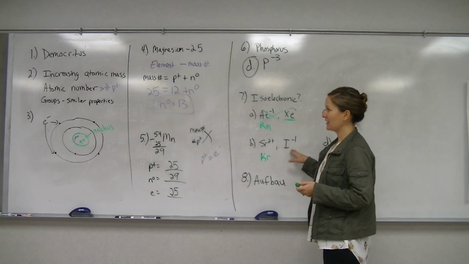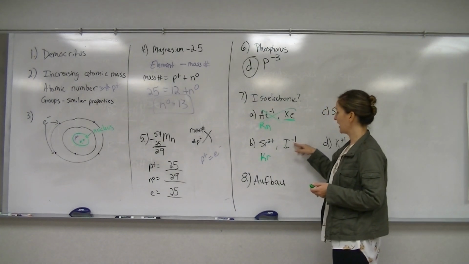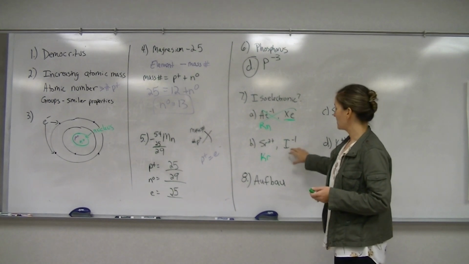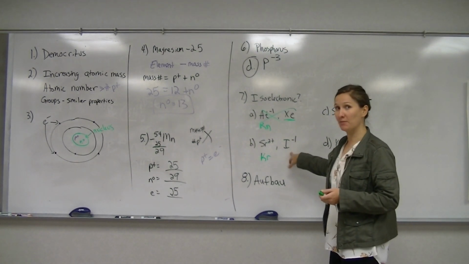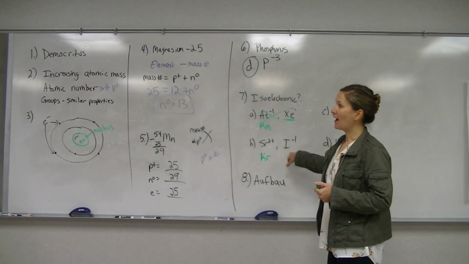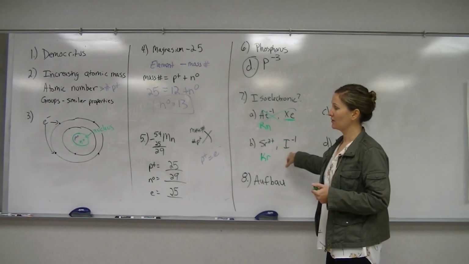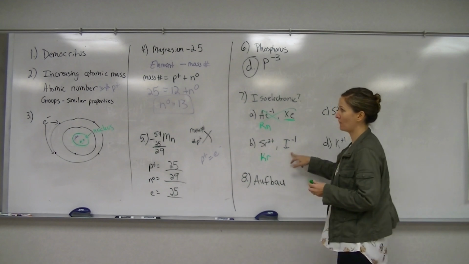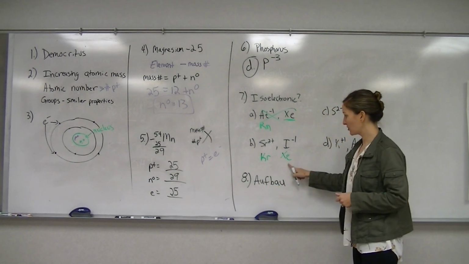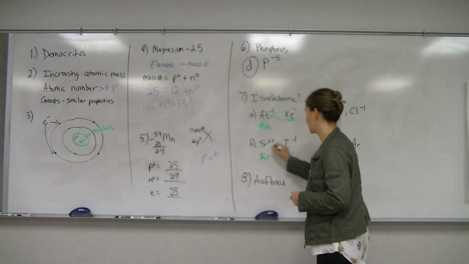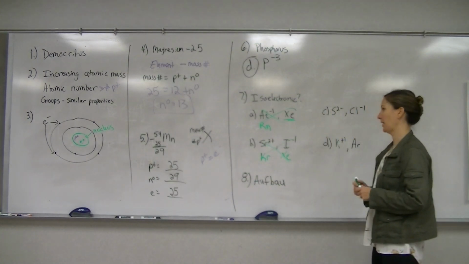And then we have iodine, so a nonmetal gaining 1 electron. And the nonmetals are isoelectronic with the noble gas in the same row. So iodine is in row 5. So the noble gas in row 5, the same row, is Xe. So are these noble gases the same? No, so it's not. Those two are not isoelectronic.